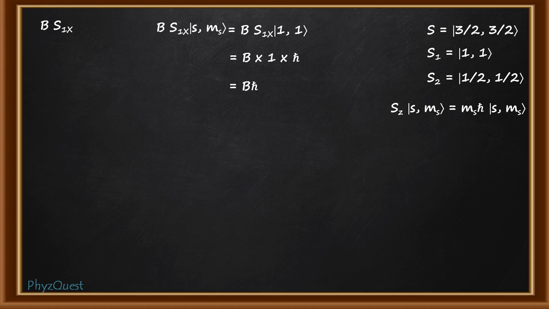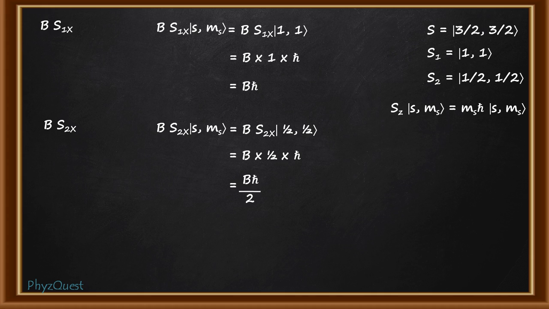Now the last term is b s2x. Here when b s2x is operated with |s, ms⟩, it will be operated for the highest eigenstate, here |1/2, 1/2⟩. So b s2x |1/2, 1/2⟩, using the same formula for Sz, the result will be b into 1/2 into ħ. Here ms is half, so this will be equal to bħ/2. So we have got all the expressions for the three terms.